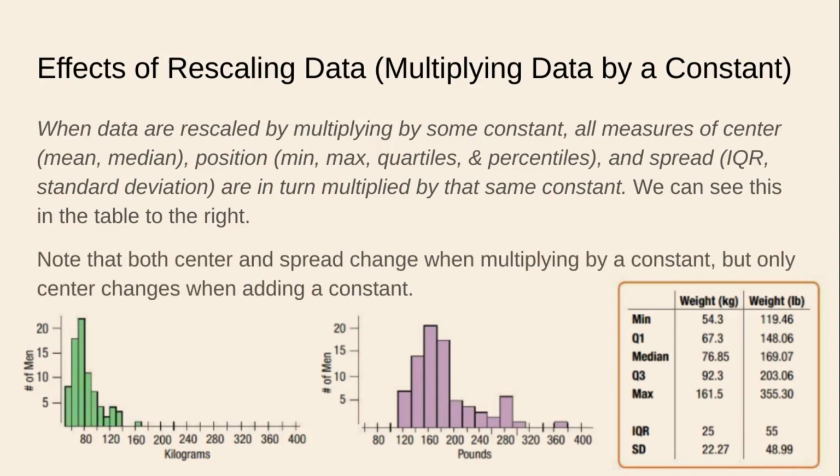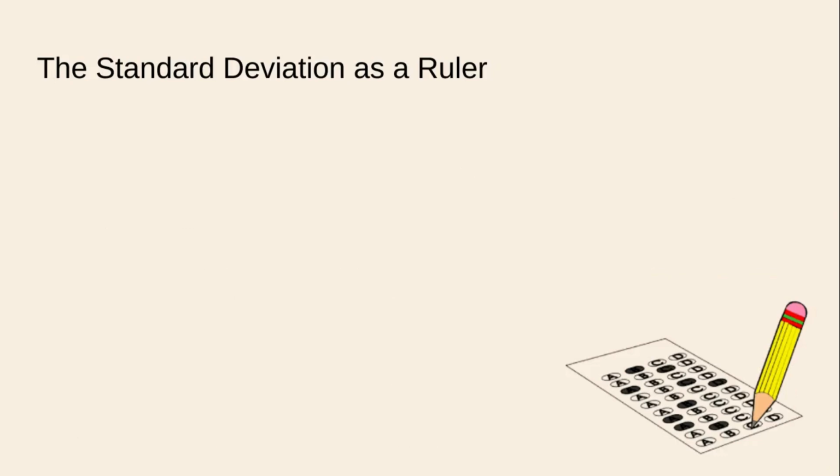So both center and spread change when multiplying by a constant. When you rescale, not only do the measures of center change like before, but the measures of spread also change. But only center changes when adding a constant. So multiplying changes center and spread. Adding a constant to all your data values just changes the center. The spread is unaffected.